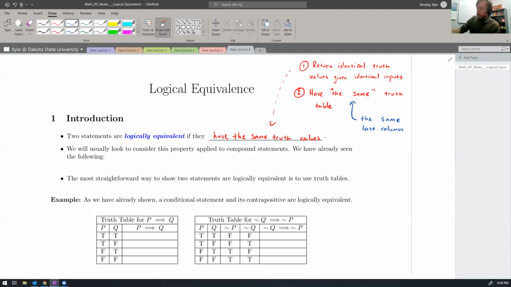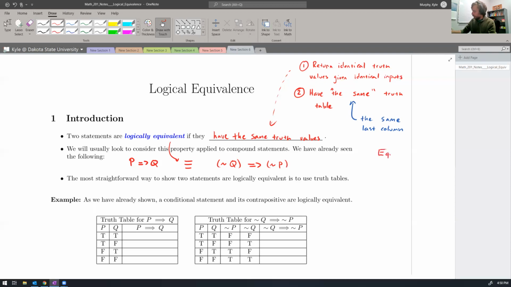So we've actually already seen an example of two statements that are logically equivalent. If you'll recall, a statement P implies Q and its contrapositive, not Q implies not P, are two logically equivalent statements. To write this out, what we often use is a three-lined equals sign. That three-lined equals sign is often read as logically equivalent, or sometimes in math, just equivalent.